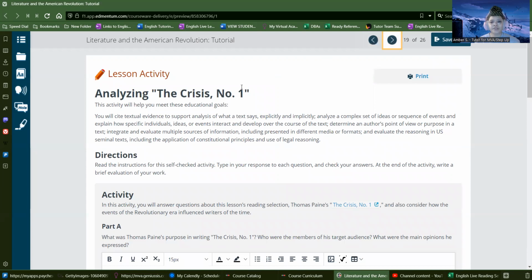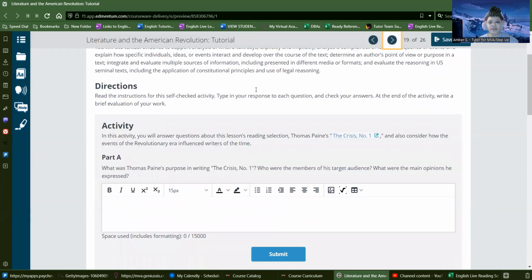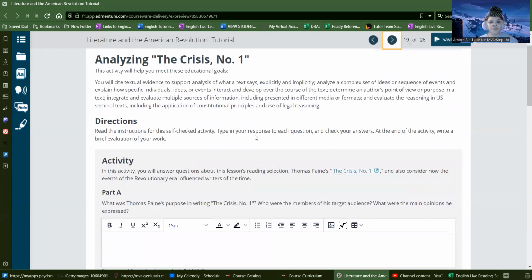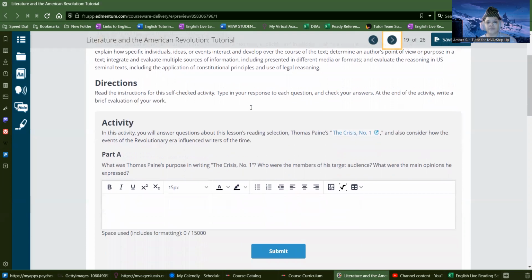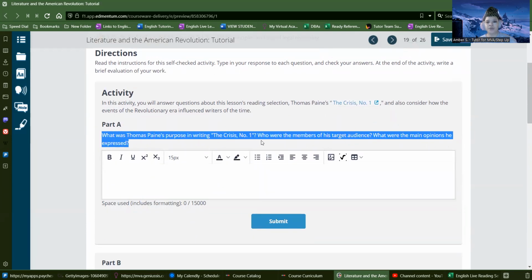Yes. So this is the lesson activity. And I do want to take some time to go over, at least read through the questions. So now that we know what his reasoning was and things that he said, you should have an easier time answering these questions. So what was his purpose in writing the Crisis number one? We kind of went over that on the analysis slides.